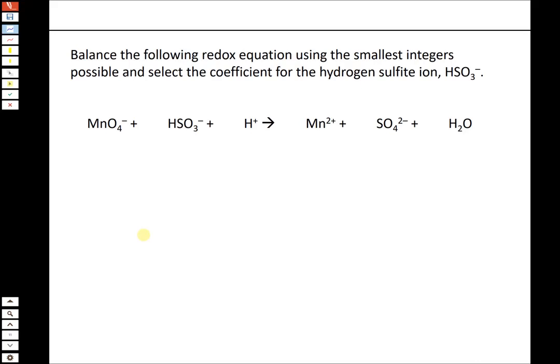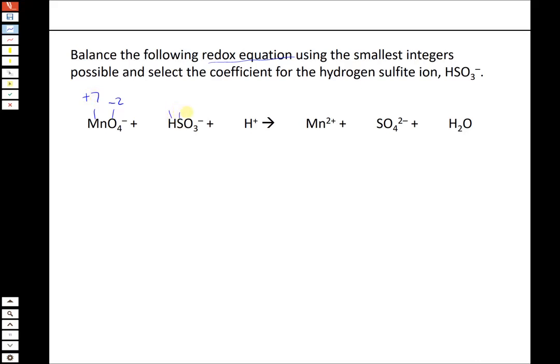So if we go through this, we have to assign oxidation numbers first, and there's no elements here, so it's not obvious that it's a redox reaction, but we're telling you that it is, and we'll see that it is once we get the oxidation numbers. So permanganate, we have -2 for oxygen, 4 times -2 is -8. The total has to be -1 for the overall charge, so that's going to be +7 for manganese.